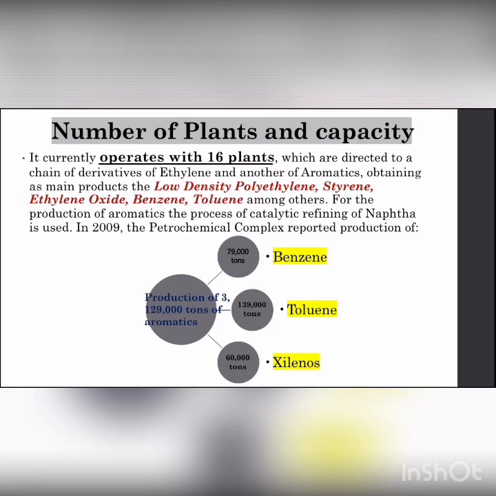In 2009, the petrochemical complex reported that the total production was 3,120,000. The part of benzene was 79,000. The part of toluene was 139,000. And finally, the part of xylenes was 60,000.